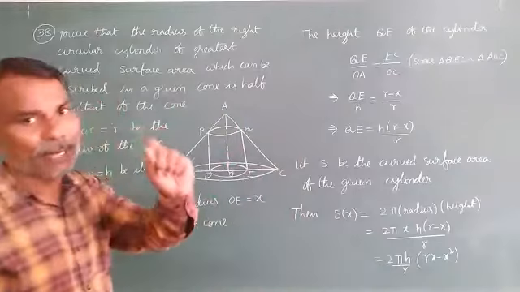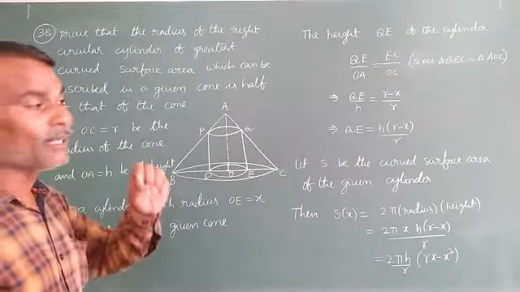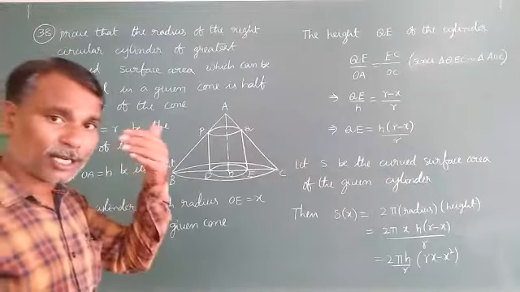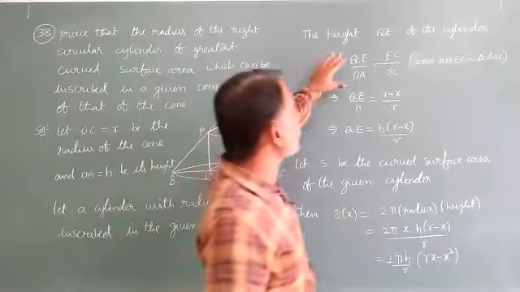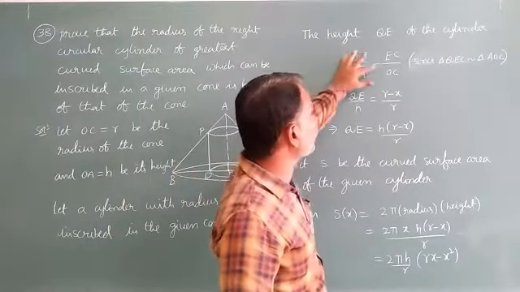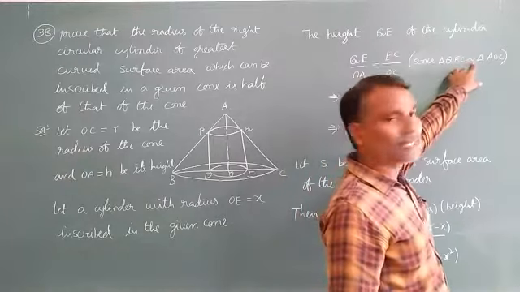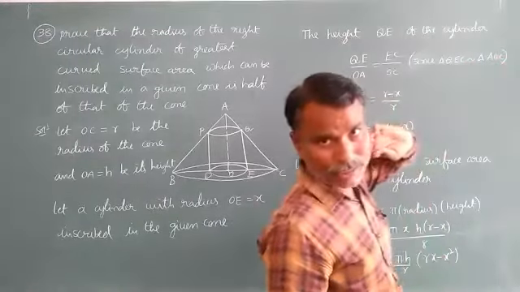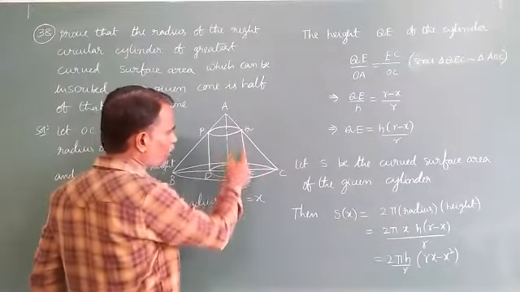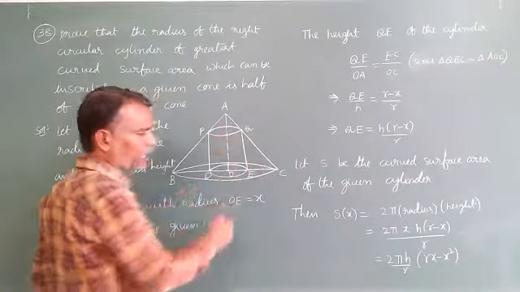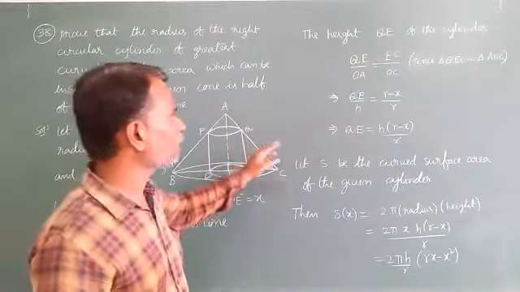The two triangles are similar. If two triangles are similar, then their corresponding sides are in proportion and corresponding angles are equal. By using the condition, QE by OA is equal to EC by OC, since triangle QEC is similar to triangle AOC. Very, very important. QEC is the small triangle and AOC is the big triangle. Both are similar, that's why we are taking the corresponding sides.